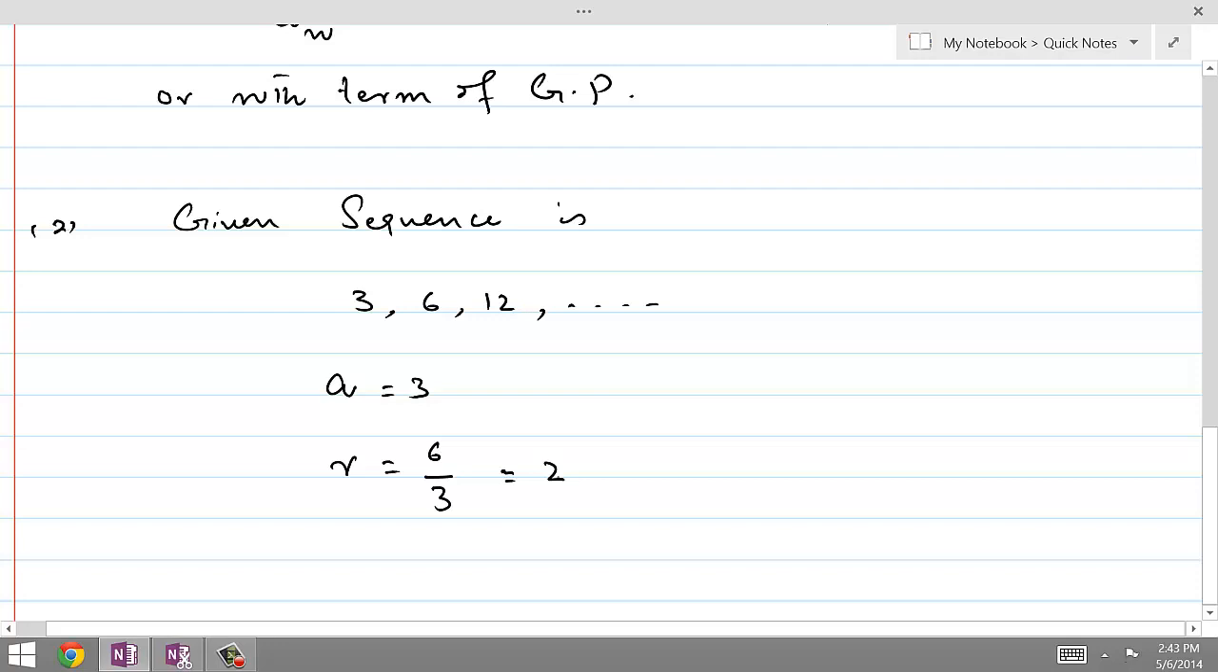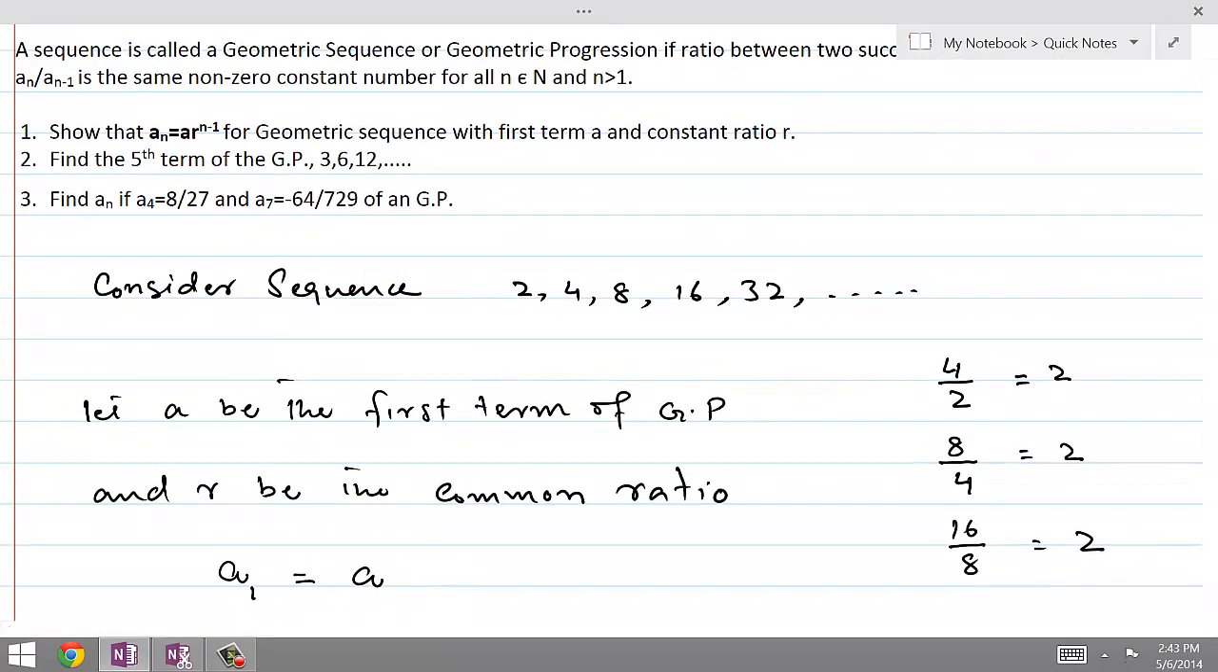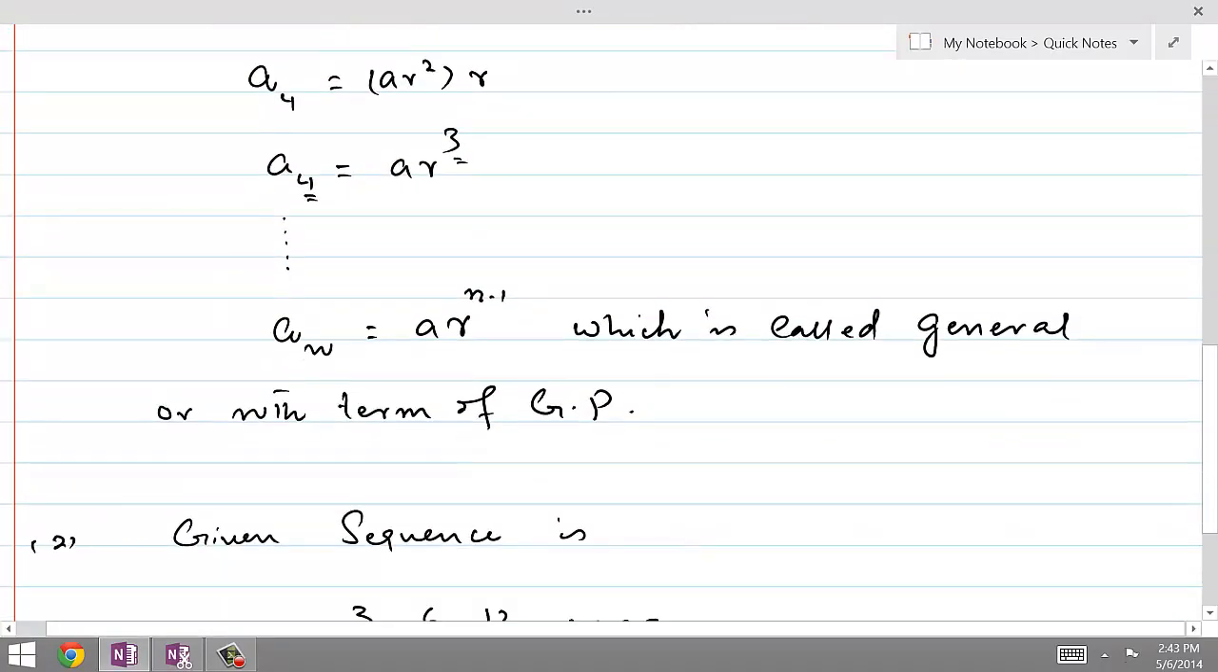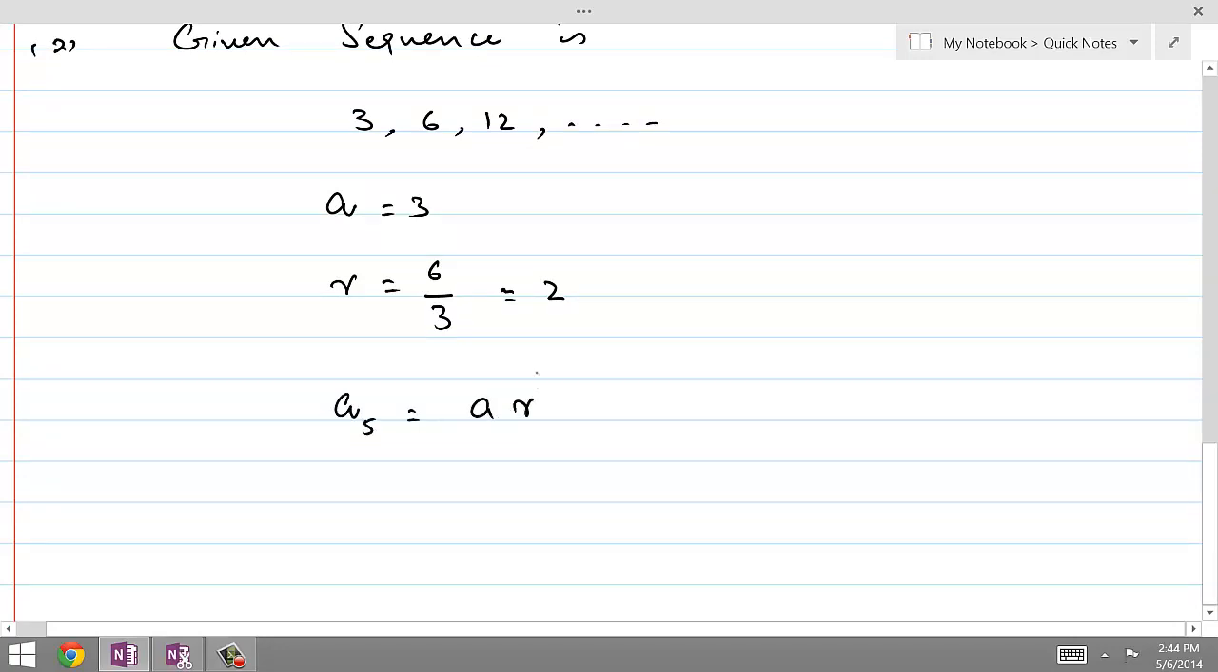Once you have identified A and R, it's quite easy to find any term in the geometric progression. And here we were required to find the fifth term. So if we have A and R, then A5 will be equal to A R to the power 1 less than 5, that would be 4.